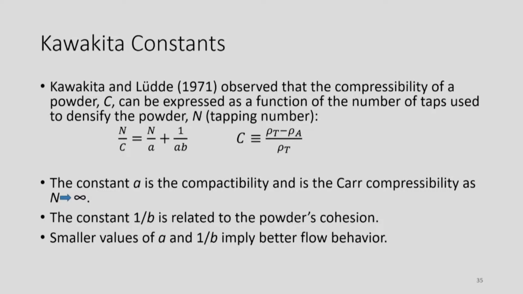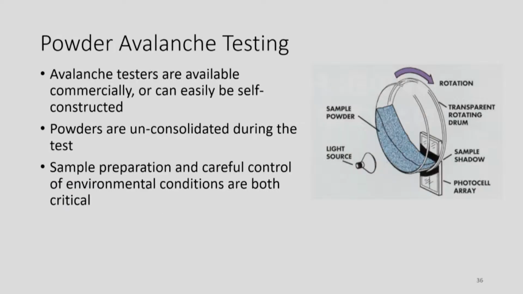We also talked about the Kawakita and Lüdde constants. Those can also be used to assess the flowability of powders. From the constants A and B, we can get their flow behavior. If the values are small, then the flow will be better. N is the number of taps and C is the compactability or compressibility that we calculate from the tapped and aerated bulk density values. Again, smaller values are better, but it depends on the powder. You have to tread with caution when using these traditional assessments of flowability.